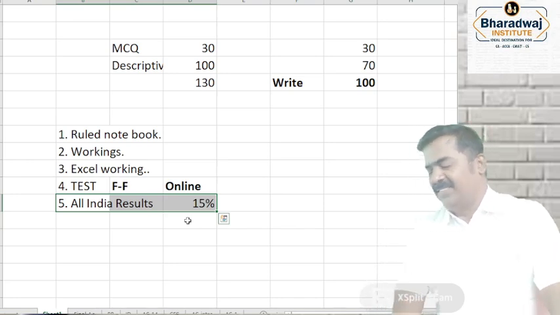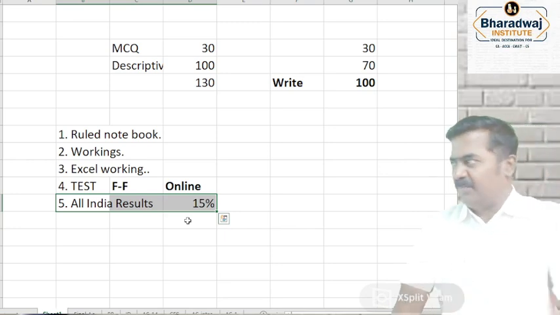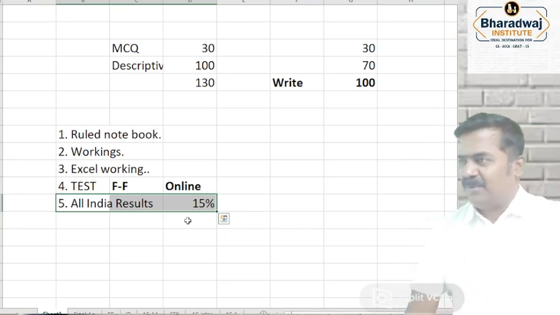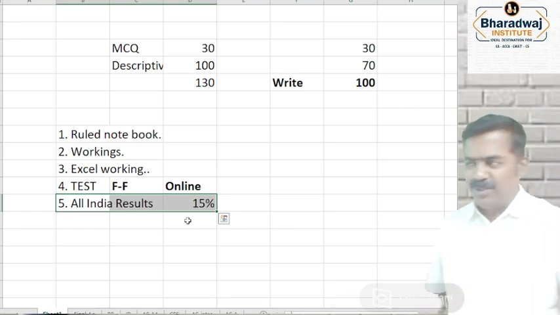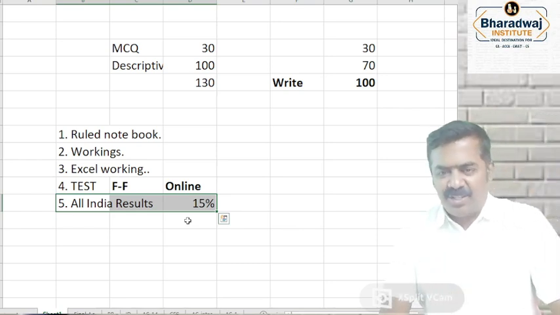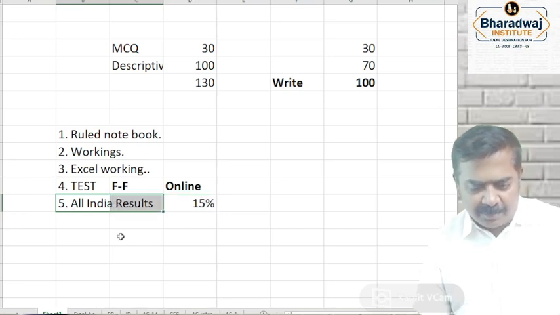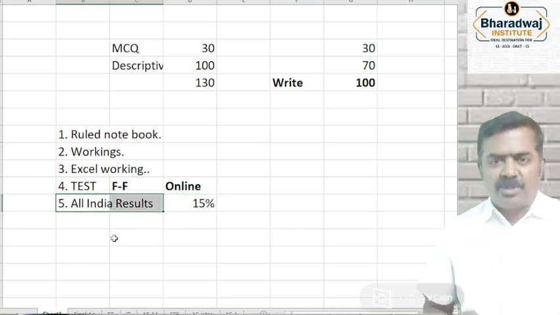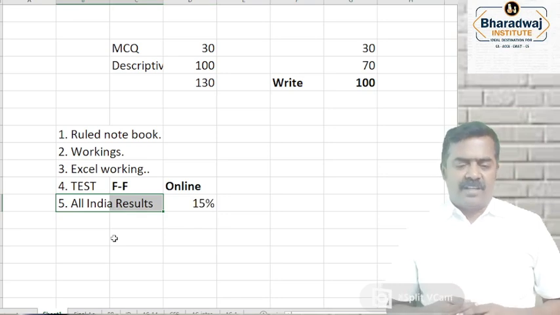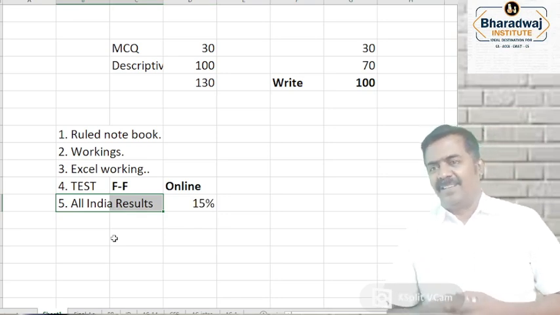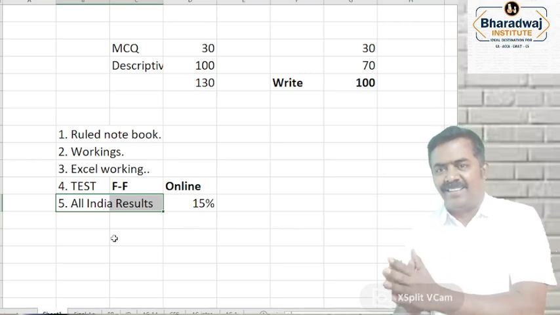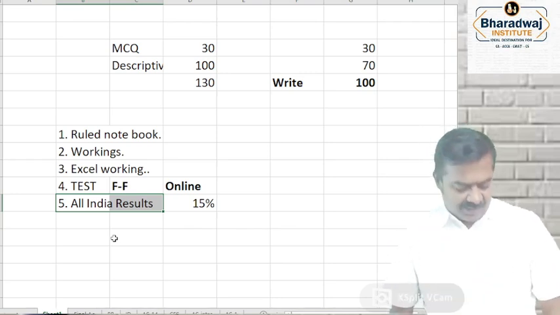Intermediate level, of course, is the tougher one. Varsha madam, of course, is the person who's going to share advanced accounts knowledge with us. So all India results are like 15%. So ensure that you are putting in effort, in the sense of the tests and the regularity to the classes, etc. and all you put in.